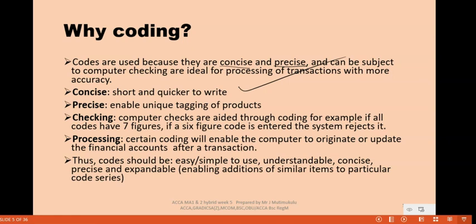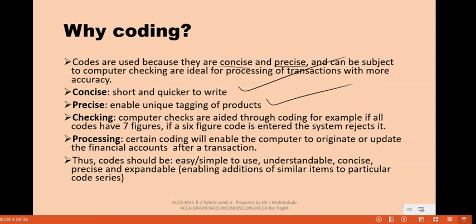Then precise. They enable unique tagging of products. All right. They reduce errors when you want to identify a product. You might end up making errors in spelling and so forth when you try to identify a product in the system. But with codes, the risk of making errors becomes reduced. Okay, it becomes minimal. So they enable unique tagging of products. A product among several products can be easily identified with the code.